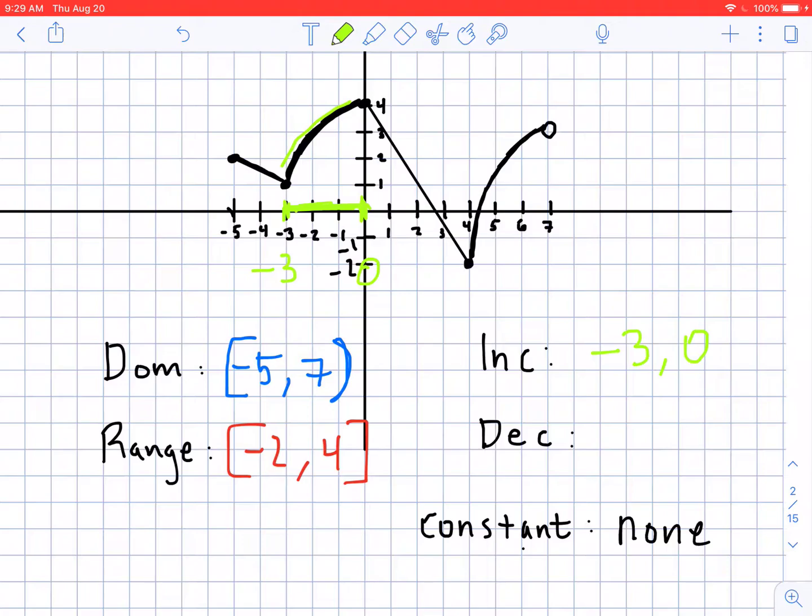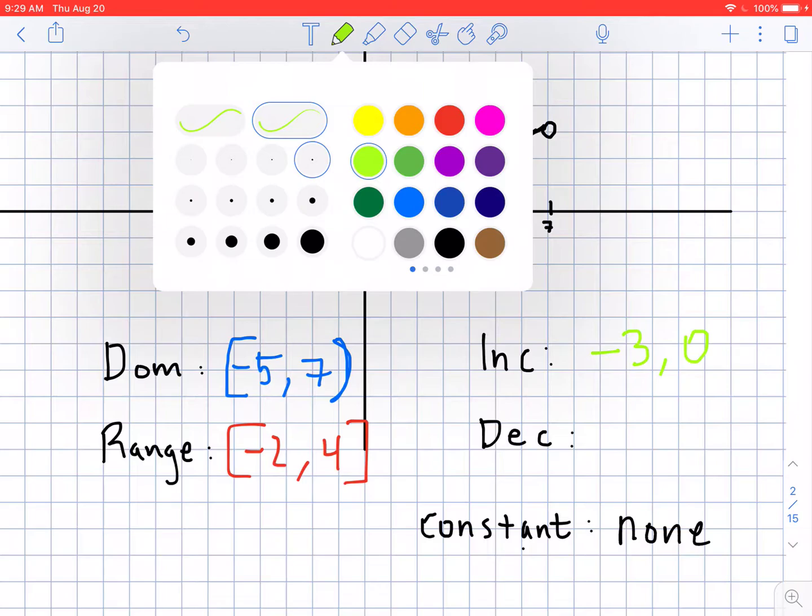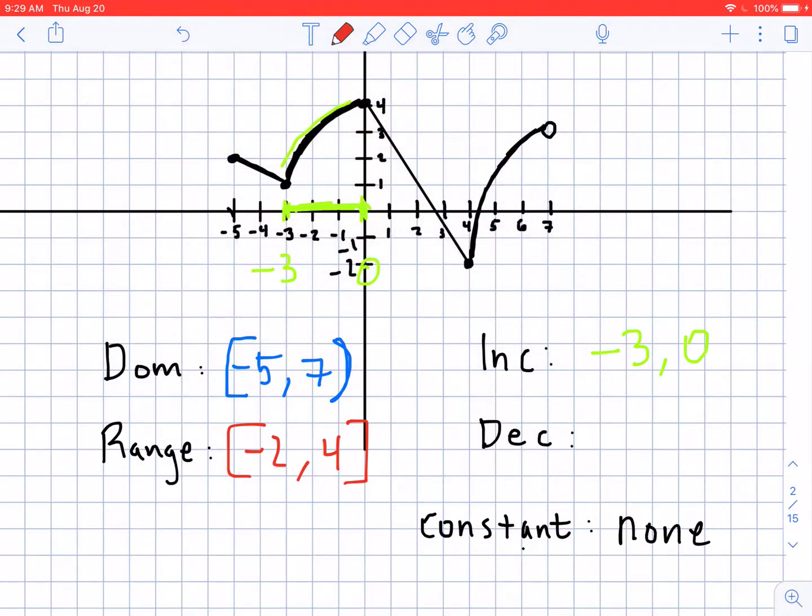What we don't want to say is it's increasing from, I'm going to write it in red because this is wrong, 1 to 4. A lot of people want to say that, but those are y values. That's up and down. We want x values. That's why I've highlighted the x-axis from negative 3 to 0, because that's how we're going to write these intervals.